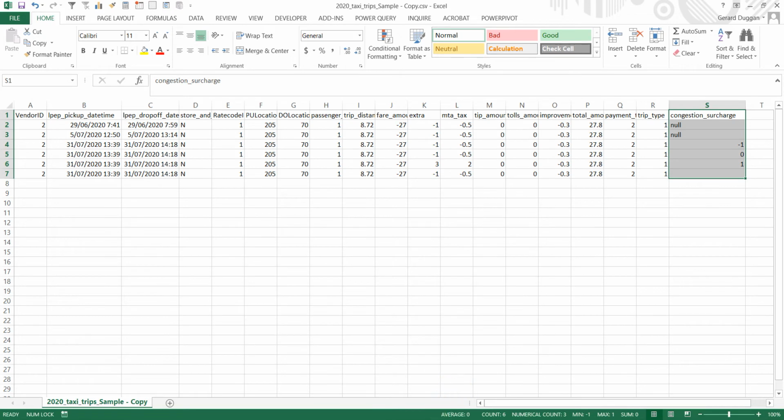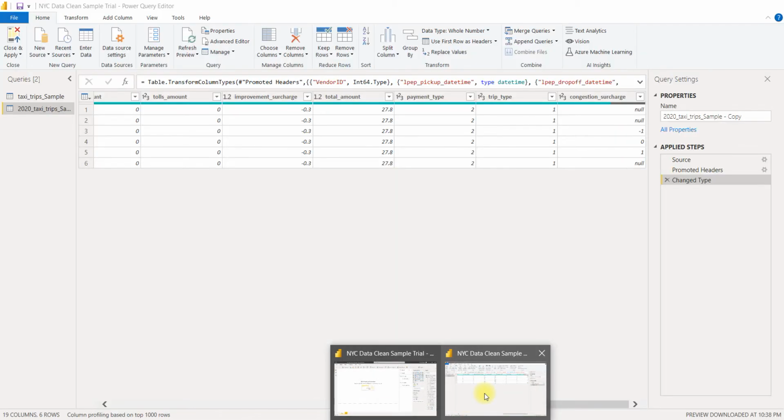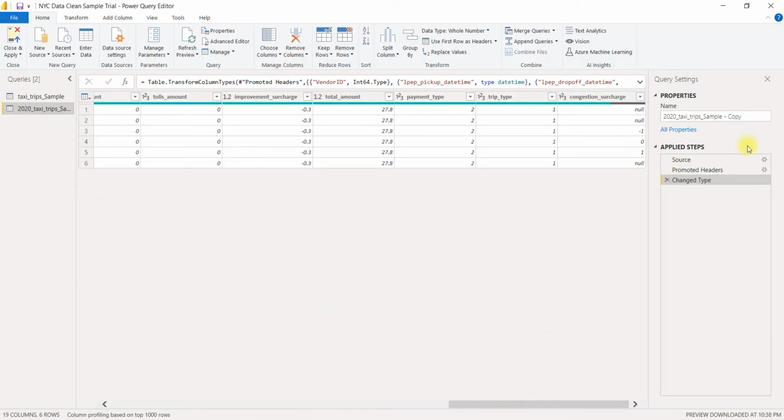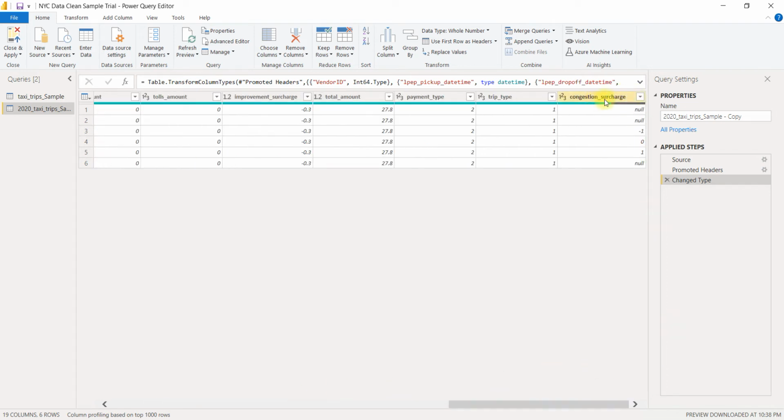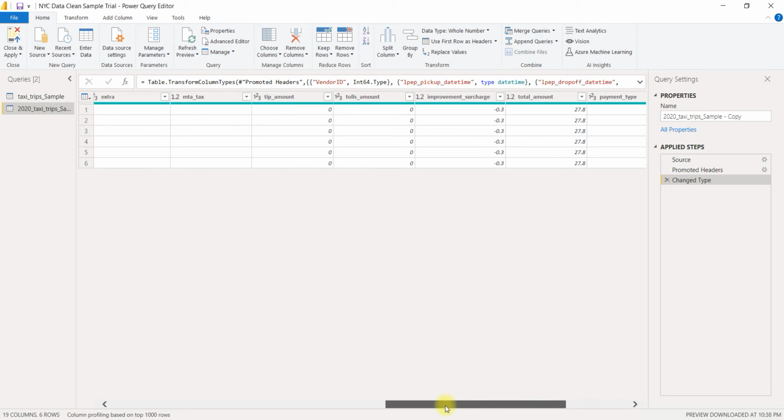So what I've done is bring those into Power BI, into our Power Query. So just these line items I've replicated here. So if we look at the congestion surcharge, we've got two nulls, a negative, a zero, a positive, and another null, just to see what happens.